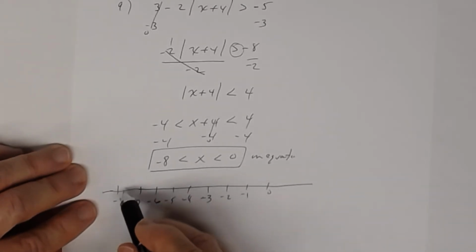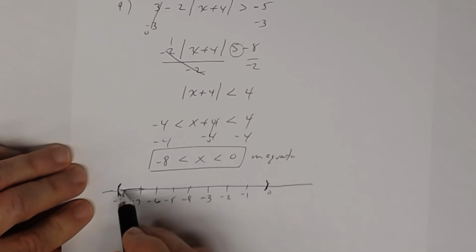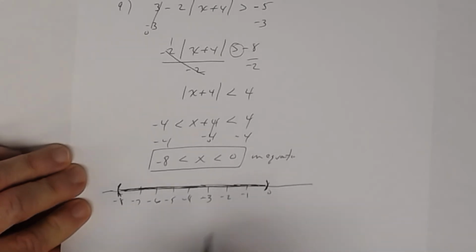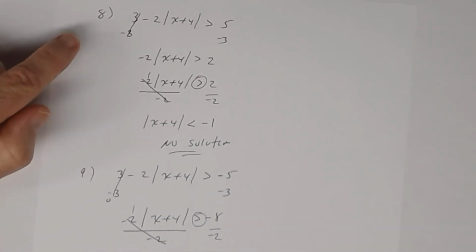So you're going to say parentheses negative 8, parentheses 0, just like this. And you're going to shade in every real number between those two. Okay? All right. So just be aware about number 8 again.